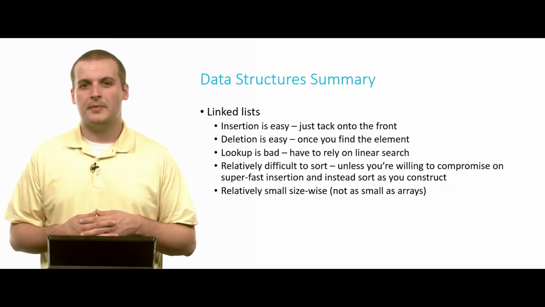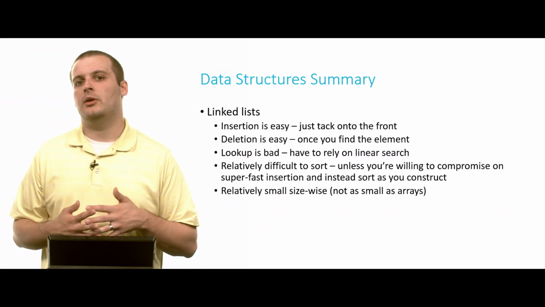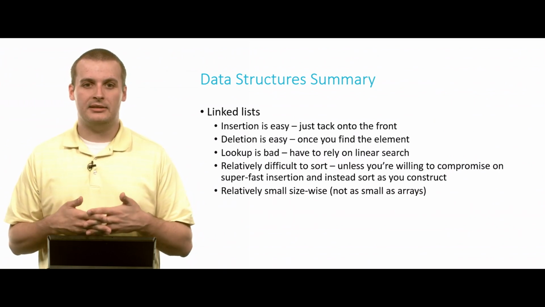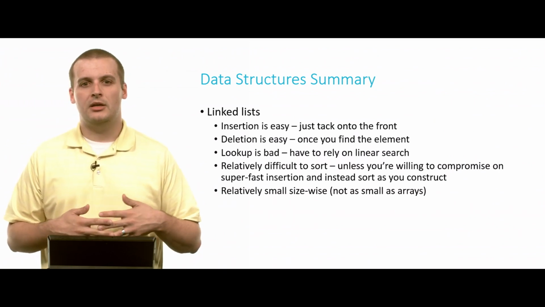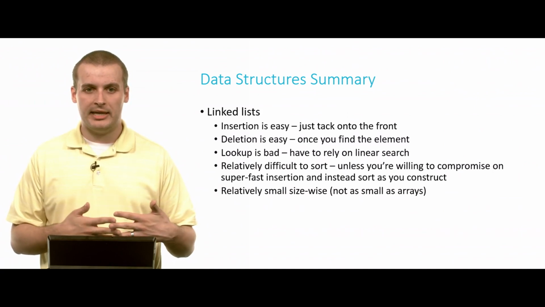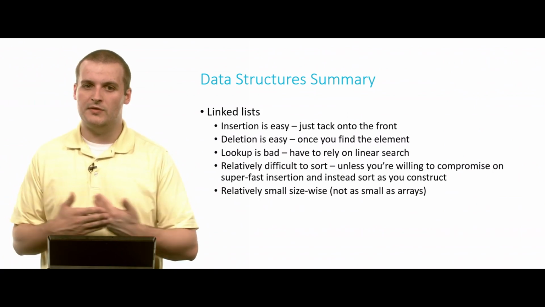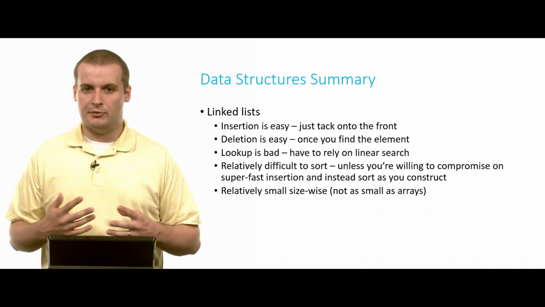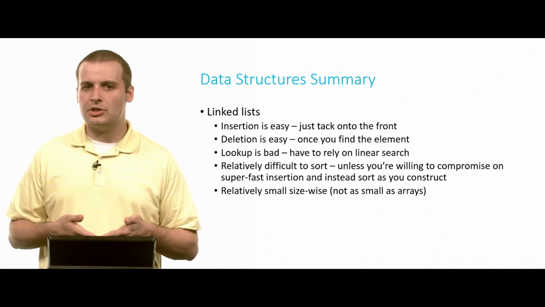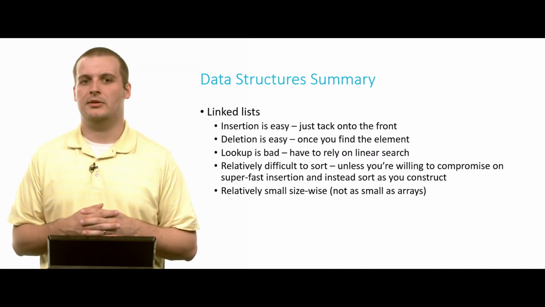So that's pretty quick. Lookup is bad, though, right? In order for us to find an element in a linked list, whether singly or doubly linked, we have to linear search it. We have to start at the beginning and move to the end, or start at the end and move to the beginning. We don't have random access anymore. So if we're doing a lot of searching, maybe a linked list isn't quite so good for us.